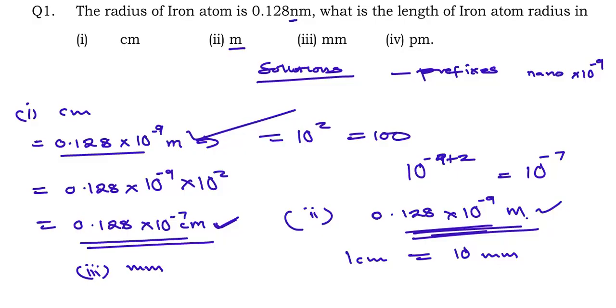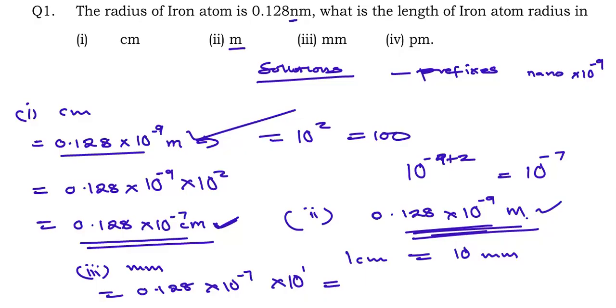So we are going to multiply this answer by 10 so that we may have our radius in millimeters. So we multiply by 10. Multiplying by 10 is the same as 10 raised to the power 1. Okay, so we are adding the powers. So it's negative 7 there.